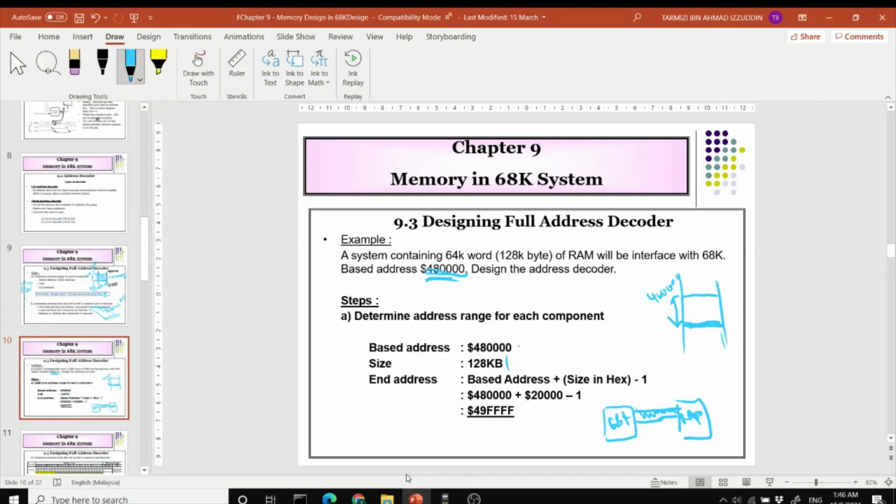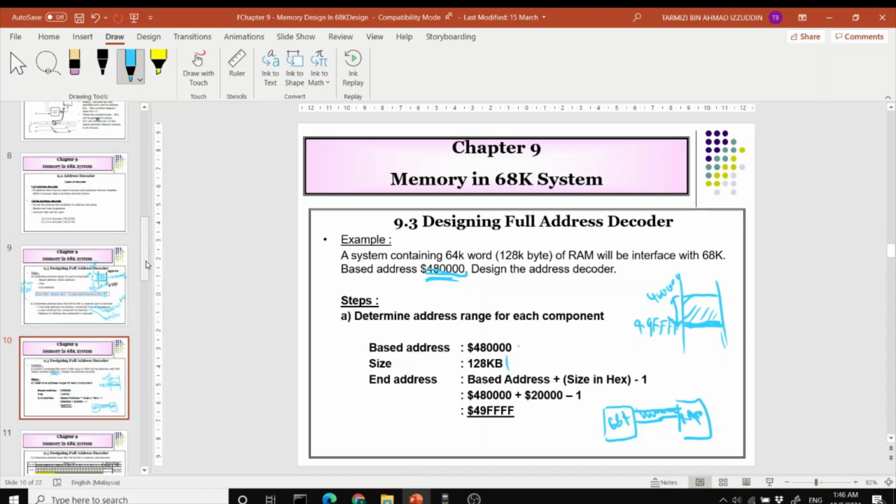So that means all of this region in your addressing memory, 480000 to 49FFFF, is being allocated by your 68K to be connected to the RAM. Okay, so that's how you allocate memory for your peripheral.